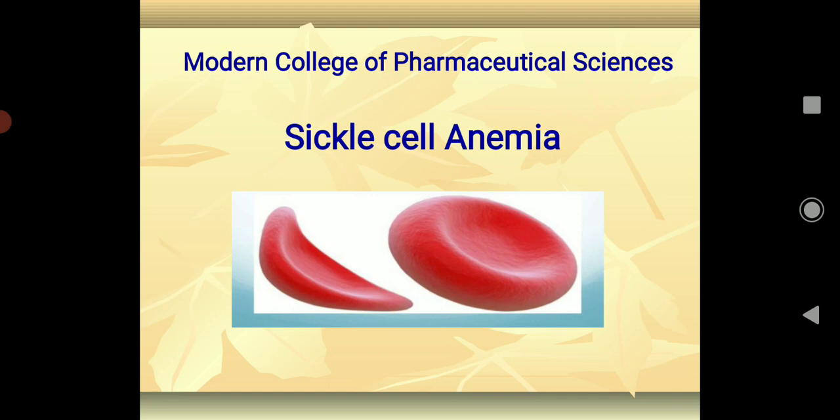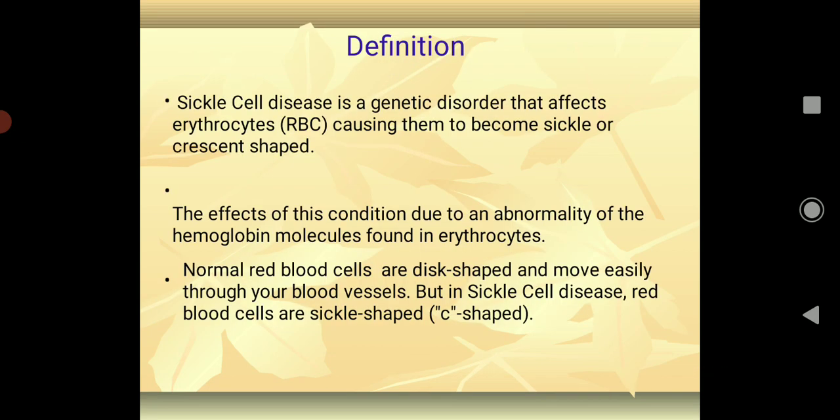Today we learn about sickle cell anemia. What is sickle cell anemia? Sickle cell disease is a genetic disorder that affects the erythrocytes, causing them to become sickle or crescent shaped. The effect of this condition is due to an abnormality of the hemoglobin molecules found in the erythrocytes.